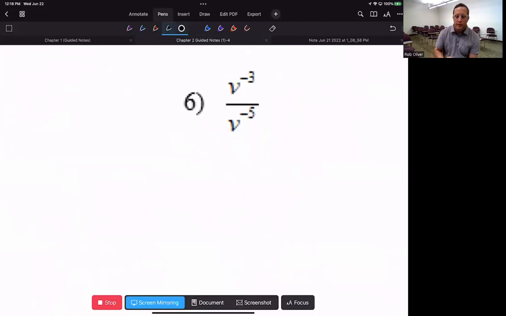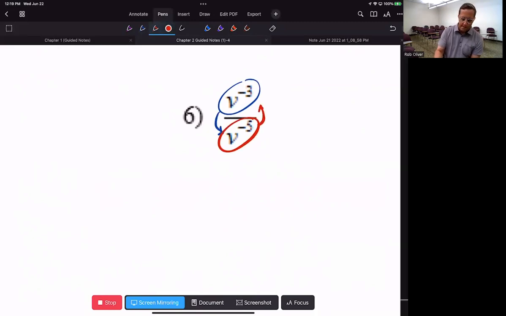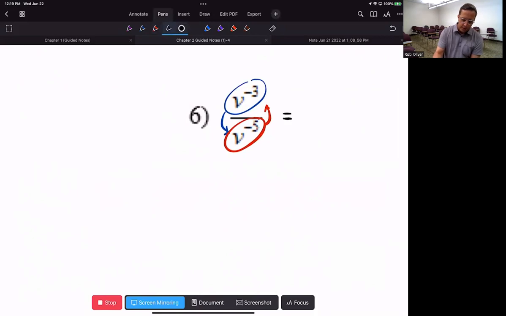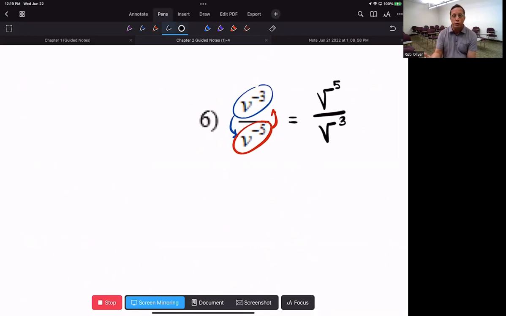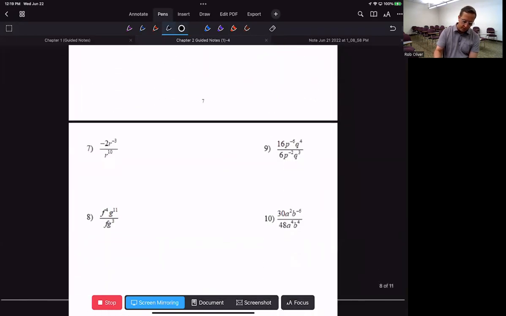Number 6, we've got negative exponents. Here's another way we can deal with this one, which is the way we've always been dealing with negative exponents: move their position and make them positive. So now we have v to the positive 5 power in the numerator, and we have v cubed that went down to the denominator. And then apply the quotient rule, which is subtraction. 5 minus 3 is pretty simple. That's 2. So you got v squared. That's it for number 6.